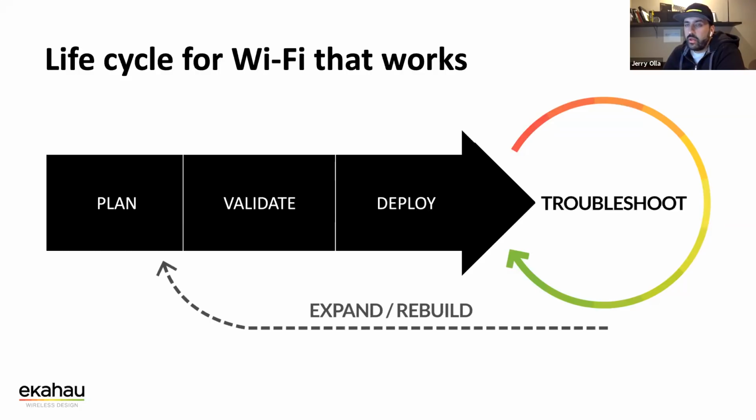We may need to change some settings. We may need to adjust even the locations of access points or add access points further down the road. But if we do the proper planning up front, that should buy us a significant amount of time before that's going to need to happen, if we've done some forethought and planning, future-proofing that, if you will.